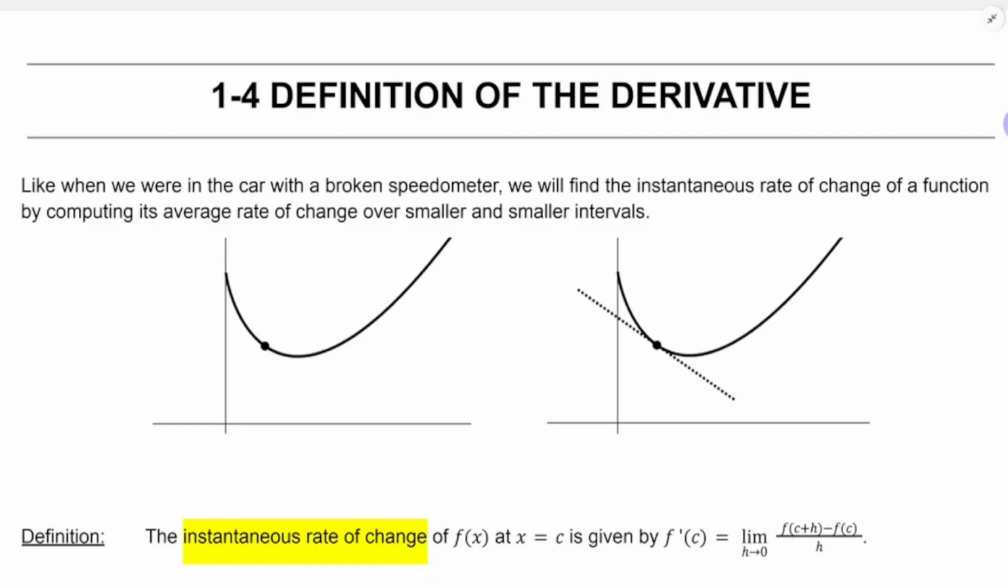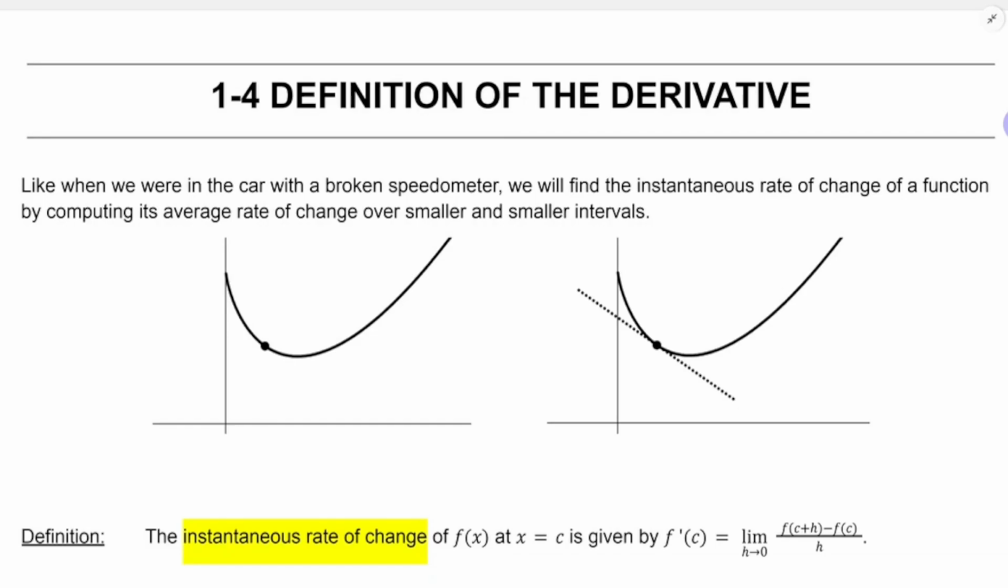In this video, we're going to really get into the calculus. We're going to talk about the definition of the derivative. So we're going to be starting with the idea of instantaneous rate of change of a function. And much like when we talked about the introduction to calculus, we were talking about the car with the broken speedometer, we're going to find the instantaneous rate of change of a function by computing average rate of change over smaller and smaller intervals. Now that we're equipped with the idea of a limit, you can see that's going to be coming into play here.